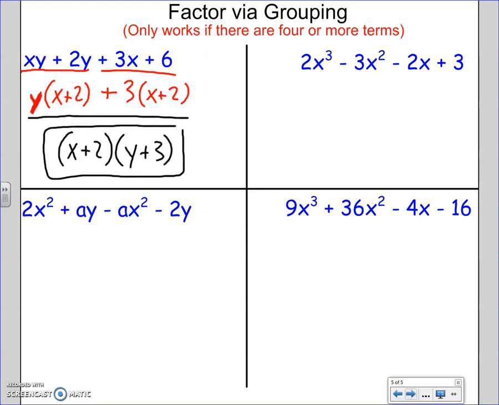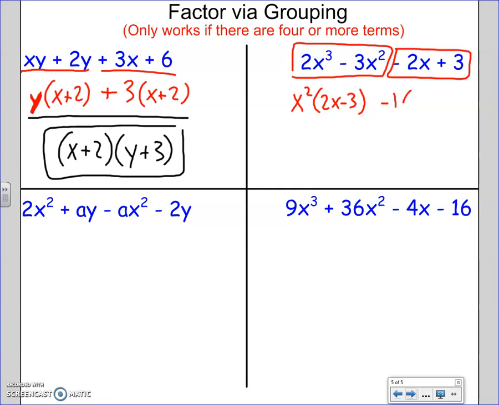Alright, this next one, I'm going to make 2 groups. So here's one group. I'll do it like this. I'll box it. This group and this group. This first one has a GCF of x squared. What's left would be 2x minus 3. For the second group, there is no GCF, but I can take out a 1. I actually want to take out a -1 because I see it's negative 2x while I want a positive 2x. If I take out a -1, what's left over would be positive 2x minus 3.